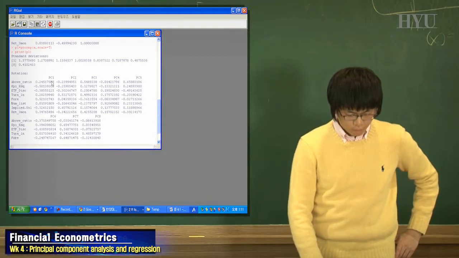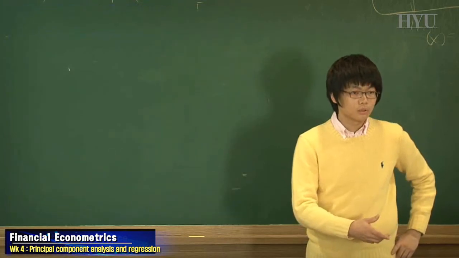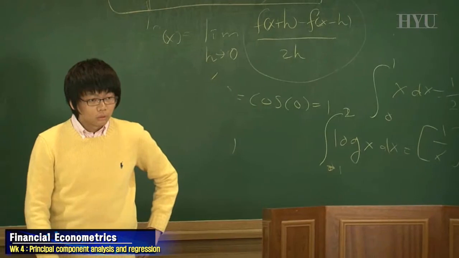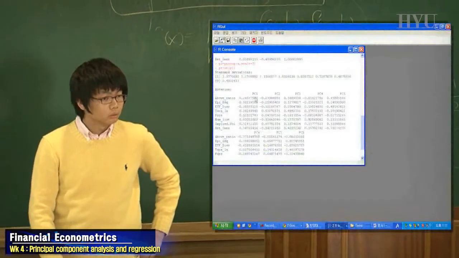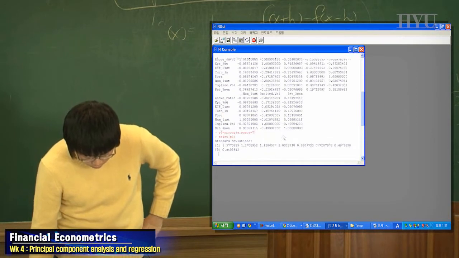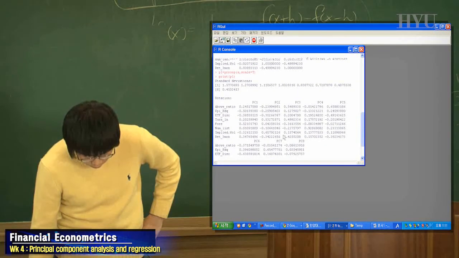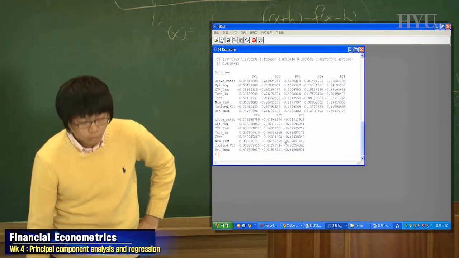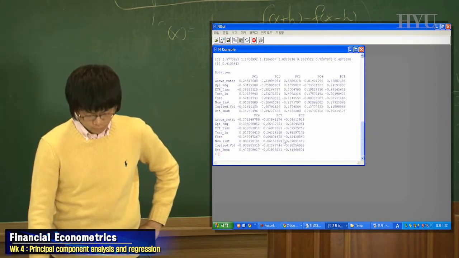Actually, I followed my reference sites, so. There is a factor loading. Huh? There is factor loading. Do you remember what factor loading is? Anyway, we will see. Okay.